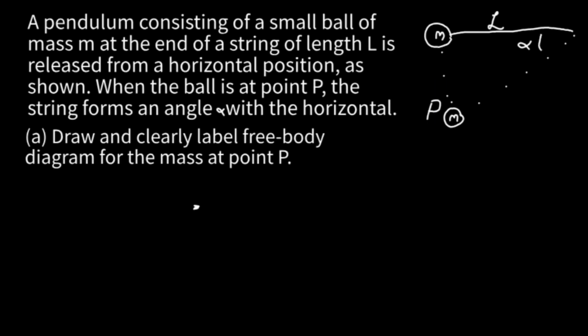Alright, for this first problem we have a small ball of mass m at the end of a string of length L, and that ball is released from rest from a horizontal position as shown. When the ball is at point P, we are given an angle theta that the string makes with the horizontal. So for part A, we just want to draw a free body diagram for the mass at point P. Alright, well, the force in contact will be our string. It makes a force of tension, and then we always have the earth that exerts a force on that ball equal to its weight, mg.